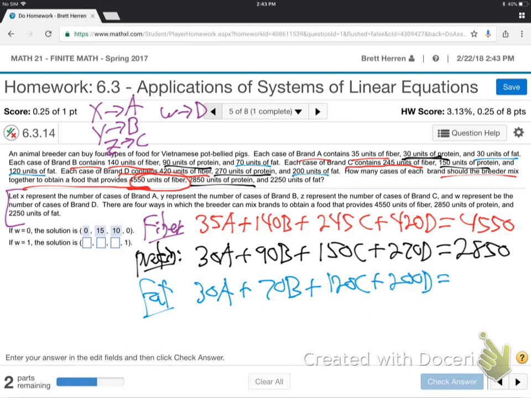So we're mixing these different kinds of brands of food. And how much fat total do they need? 2250 fat. There's our equations. Type that into your calculator, RREF. And what you'll get is infinite solutions.